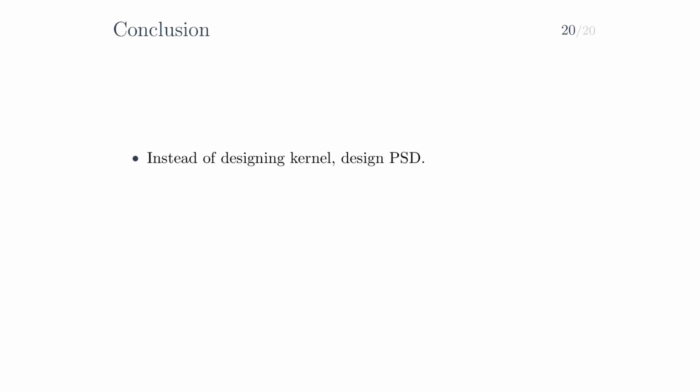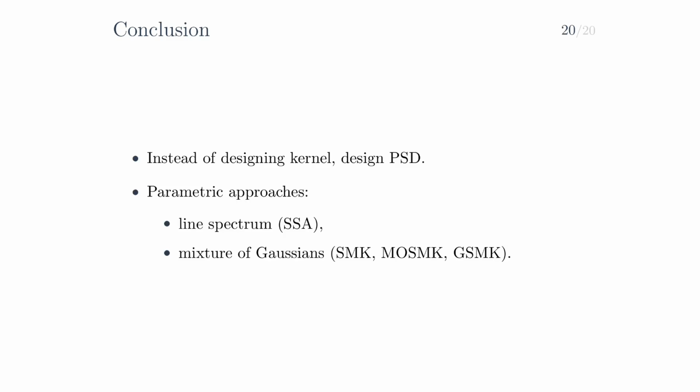Alright, let's wrap up. Instead of designing the kernel, one can design the power spectral density, which has simpler requirements than the kernel. We have seen several parametric approaches. The sparse spectrum approximation parameterizes the PSD with a symmetric average of lines, whereas the spectral mixture kernel and its extensions to multiple outputs and non-stationary signals parameterize the PSD with a symmetric mixture of Gaussians. But other parameterizations are possible too.